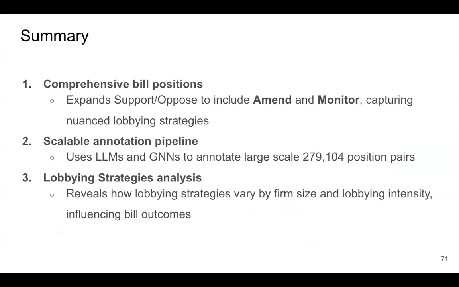Okay, so I'm going to summarize my talk here, and we may have some time for questions. We're really excited to do this work with the political scientists because we can have a much more comprehensive look at what's actually going on in this legislative process and how lobbying plays a role in the U.S. legislation process. And we were kind of skeptical at first about using GNNs because the data is so noisy.